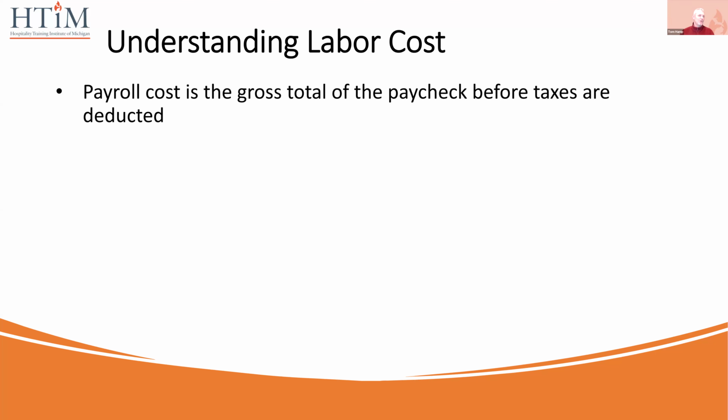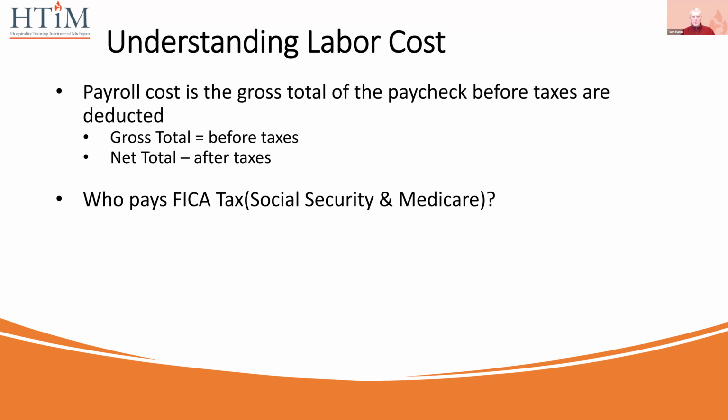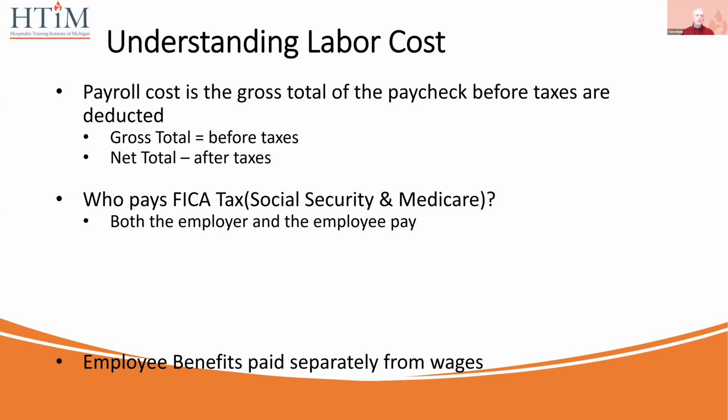So we know that payroll cost is the gross total of the paycheck before taxes are deducted. That's total because it's coming out of the profit and loss. Gross total is before taxes. Net total is after taxes. Who pays FICA tax? The Social Security and Medicare. Who, the employer or the employee? Employer. You're correct, but also the employee. Both people are on the hook for that. Take a little bit out of both going forward, just so you know.